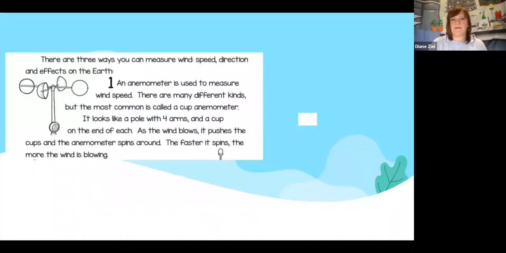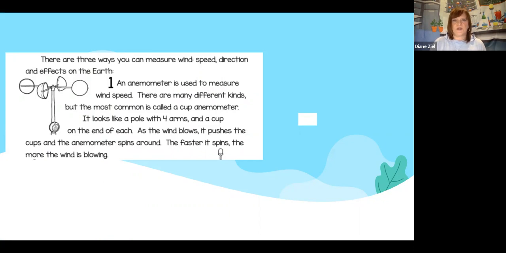So how can we measure wind? Well, there are different ways we can measure wind. We can measure how fast the wind is blowing, or its speed. We can measure its direction. In other words, which way is it blowing? And we can measure the effects it has on Earth.